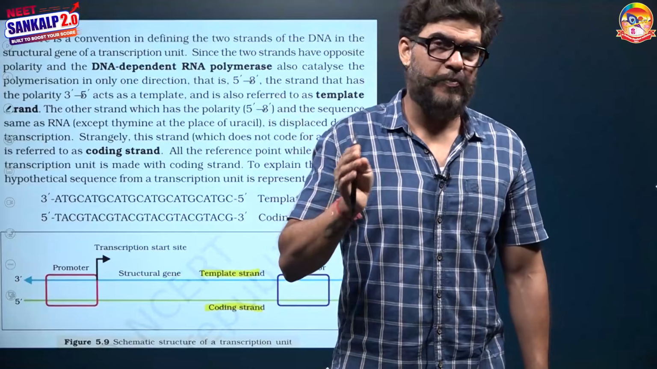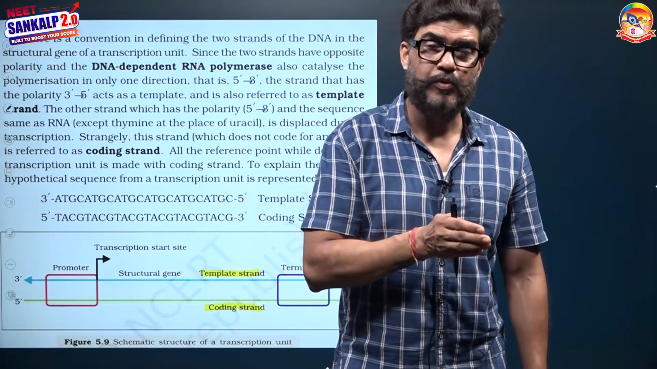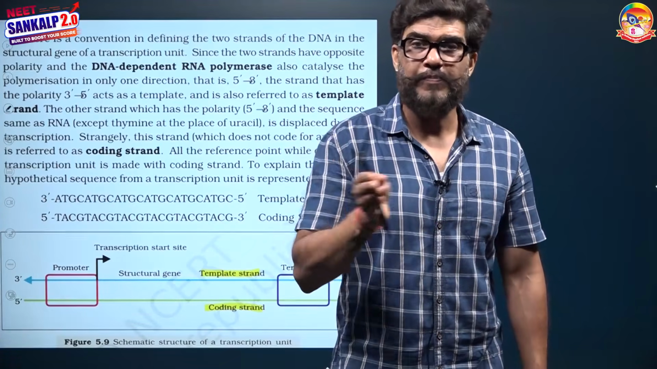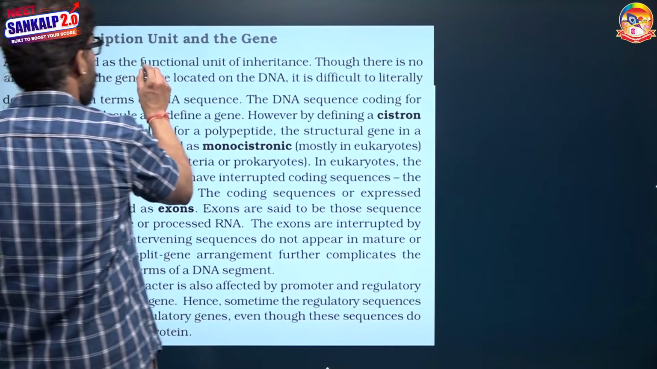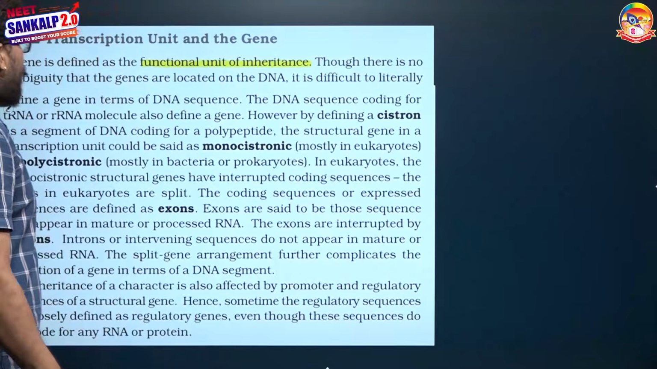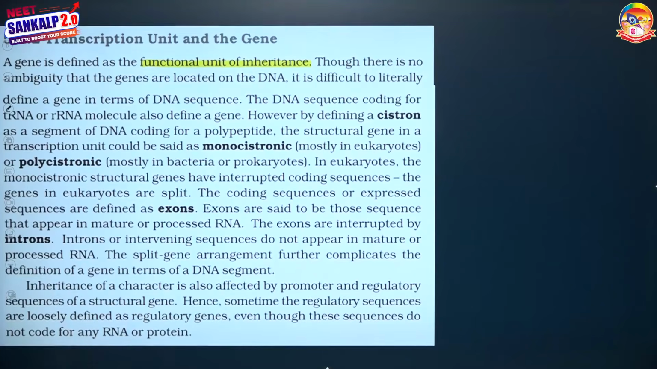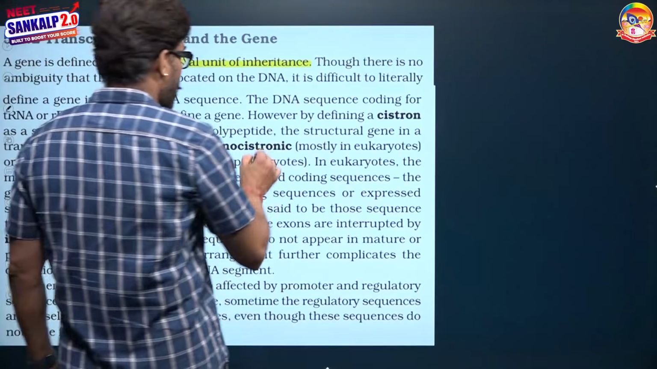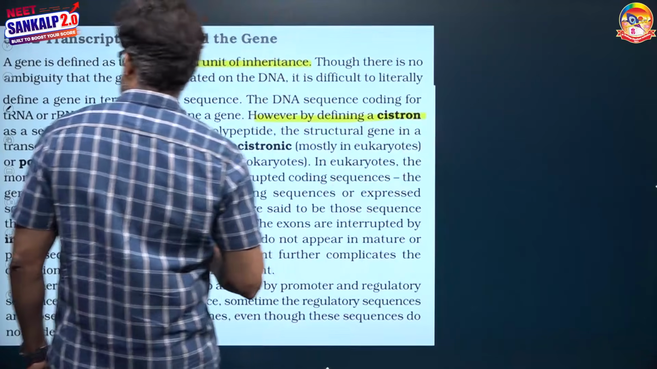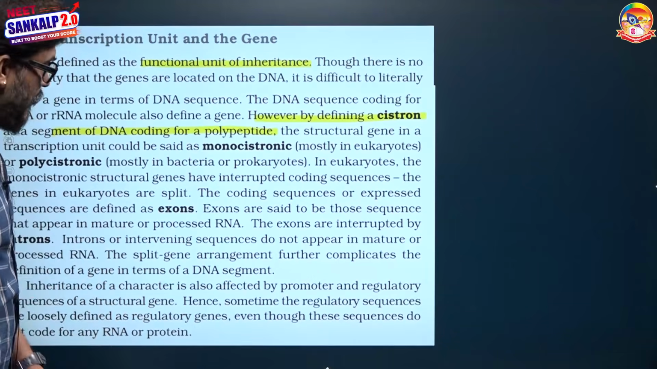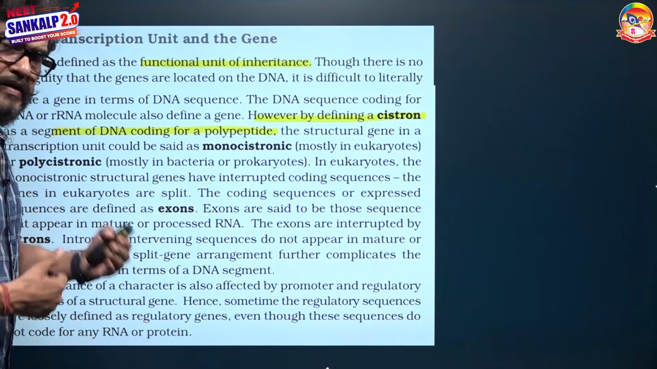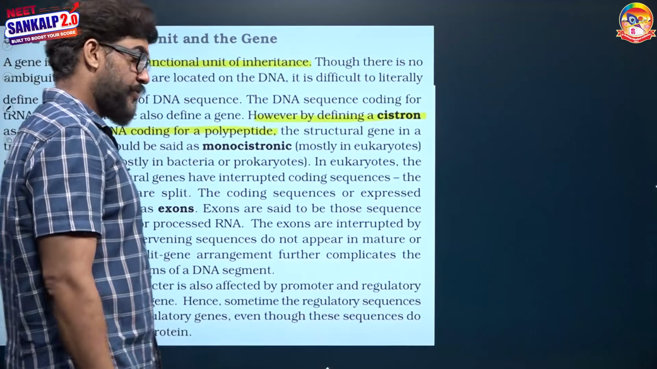DNA-dependent RNA polymerase also polymerizes ribonucleotides in the 5 prime to 3 prime direction. A gene is defined as the functional unit of inheritance. Though there is no ambiguity that the gene is located in the DNA, it is difficult to literally define a gene in terms of what? The portion of the DNA which is capable of producing a polypeptide is known as a cistron, and cistron and gene can be interpreted as synonyms.